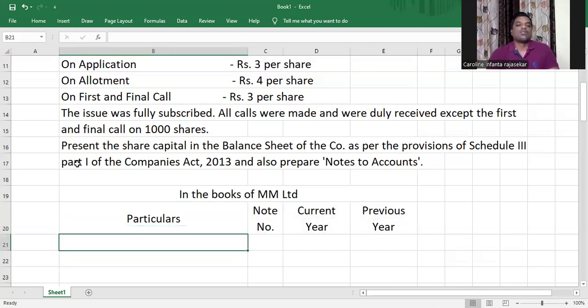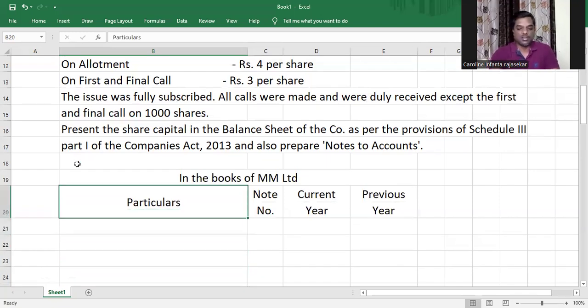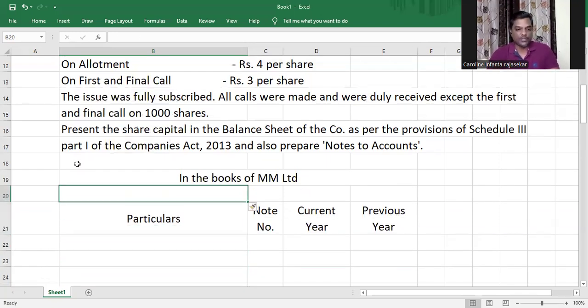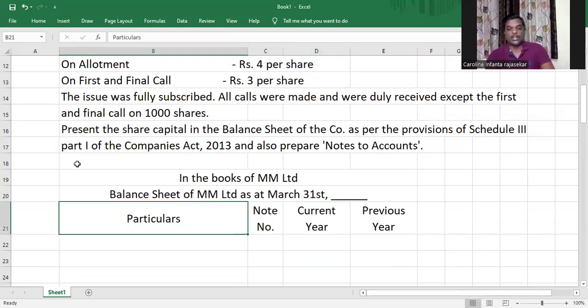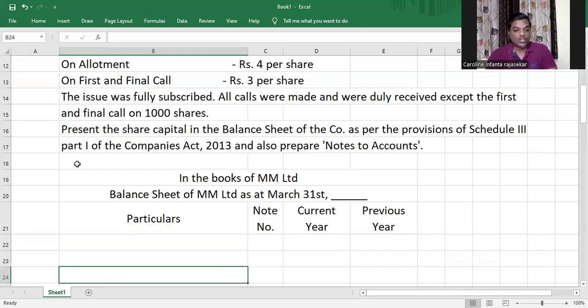and then we prepare the share capital balance sheet extract. Okay. So this is basically the balance sheet extract. So we're going to be writing balance sheet of MM Limited as at March 31st dash. The year has not been given. Understood or not? So we just write dash. Okay. Now let's go ahead and prepare it.